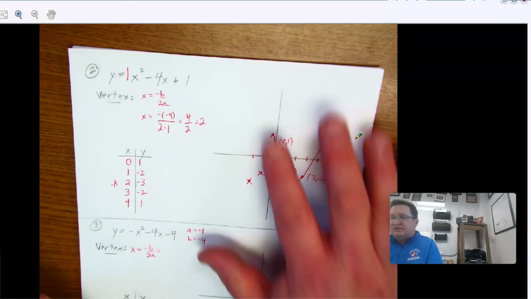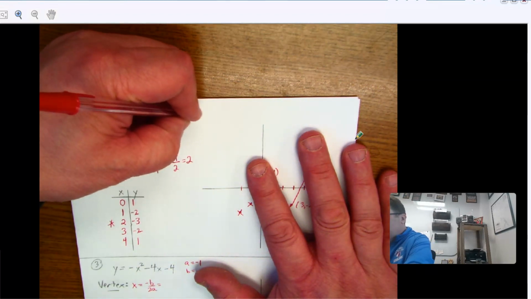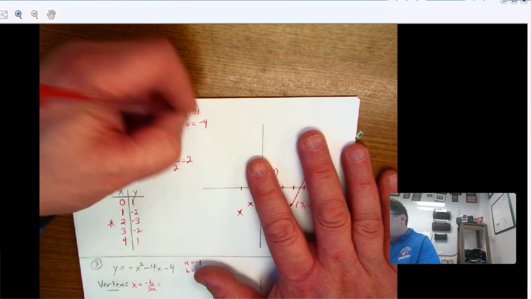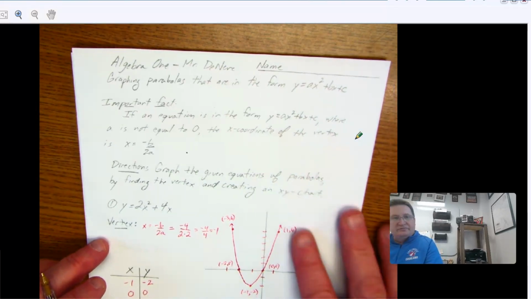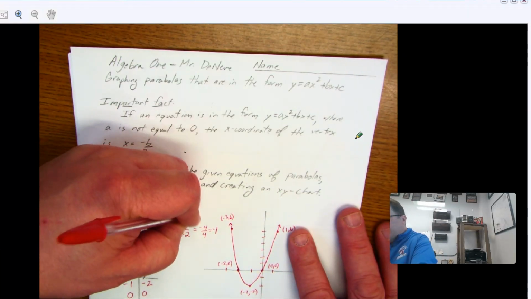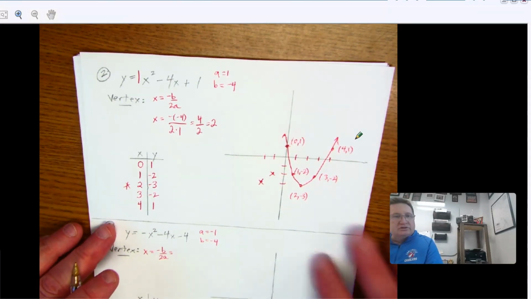All right, I can do that up here as well. A was 1, and b was -4. Perhaps that helps you. On this first one, a was 2, and b was 4. All right. Okay. So here we go.